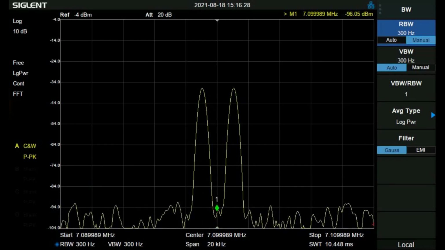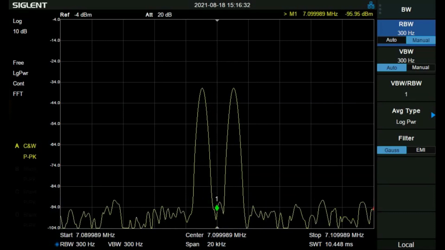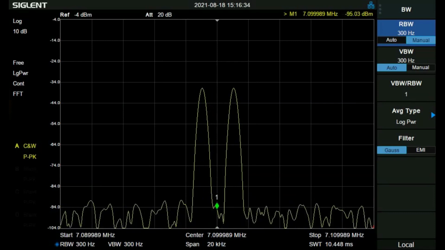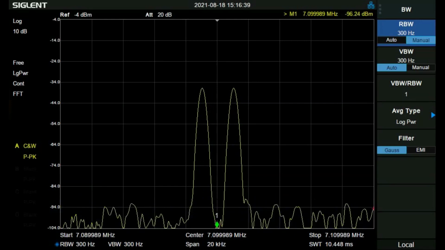I don't have the ability on the signal generator to produce single sideband, but single sideband essentially would just be one of those peaks. So the carrier at 7.1 has been completely suppressed.